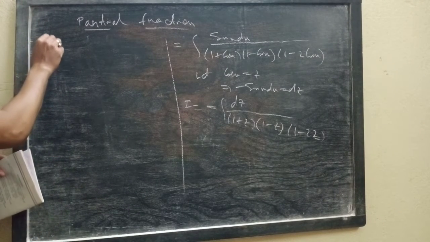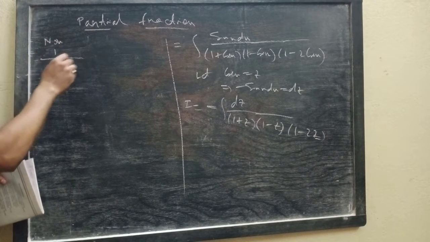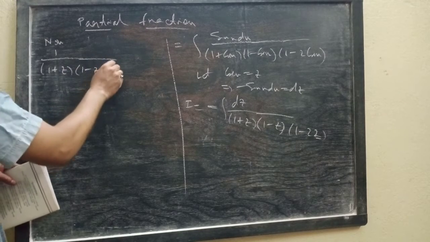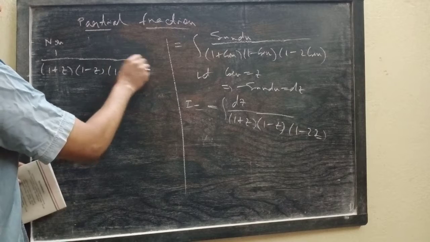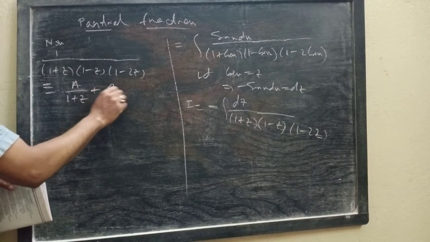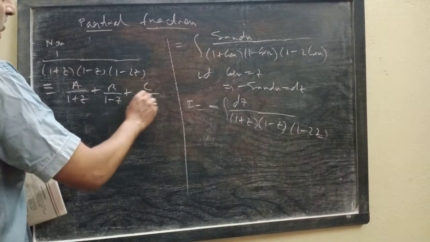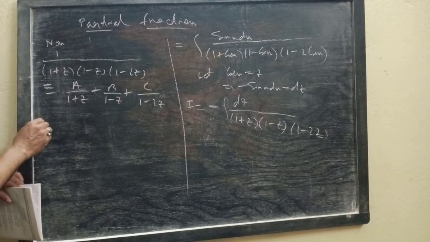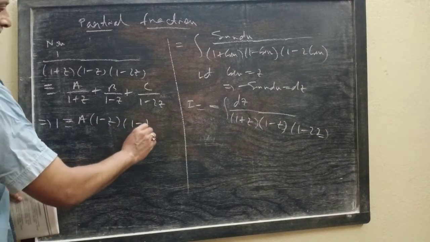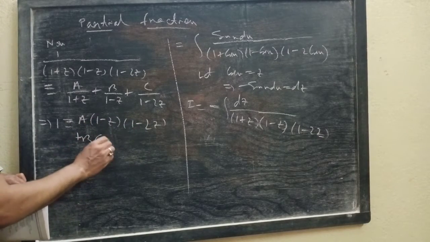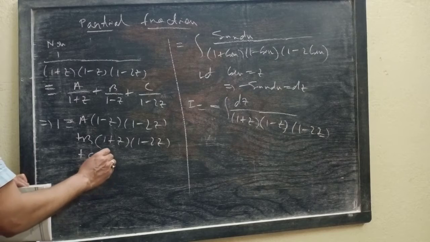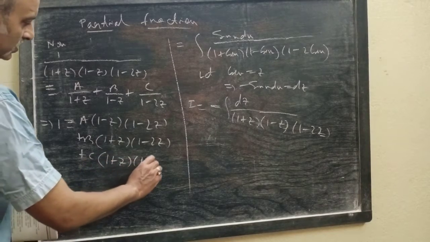Okay. Now 1 by 1 plus z, 1 minus z into 1 minus 2z identically equal to a by 1 plus z, b by 1 minus z, c by 1 minus 2z. That reduces to 1 identically equal to a into 1 minus z, 1 minus 2z, b into 1 plus z, 1 minus 2z, c into 1 plus z, 1 minus z.